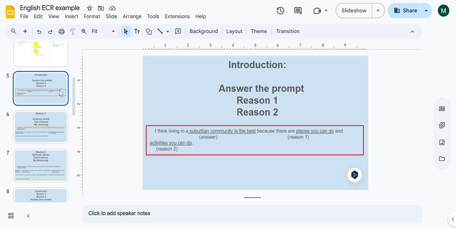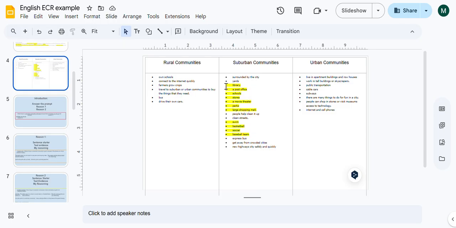So let's go back. So your introduction, you must answer the prompt. You must include your reason 1 and your reason 2. So let's go ahead and get started with our introduction. I think living in a suburban community is the best because there are places you can go and activities you can do. So did I answer the prompt? Yes. I selected suburban community is the best. My reason 1, places to go, and my reason 2, activities to do, which came from this. Places to go and activities to do.